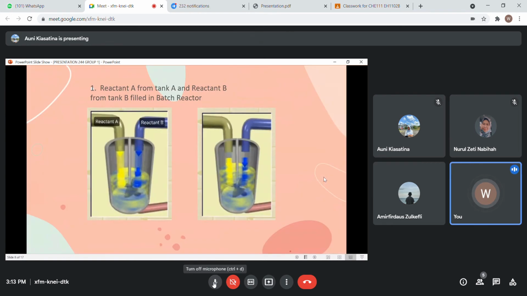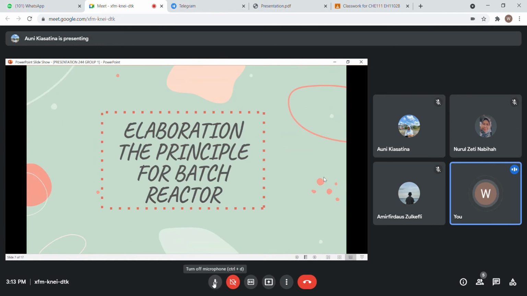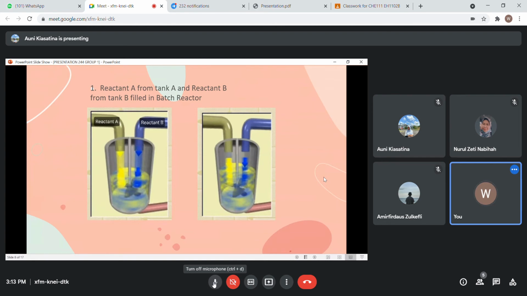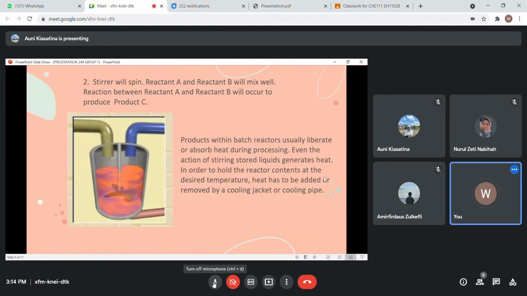I will continue with the elaboration of the operating principle for the batch reactor. First, reactant A from tank A and reactant B from tank B will fill into the batch reactor. Second, the stirrer will spin and reactant A and reactant B will mix well. Reaction between reactant A and reactant B will occur to produce product C.